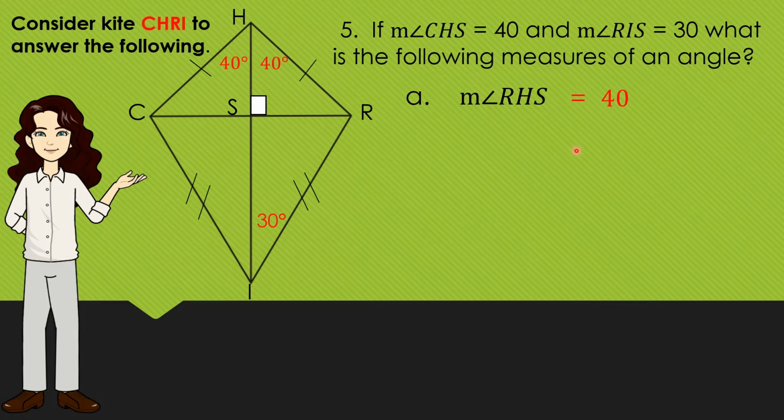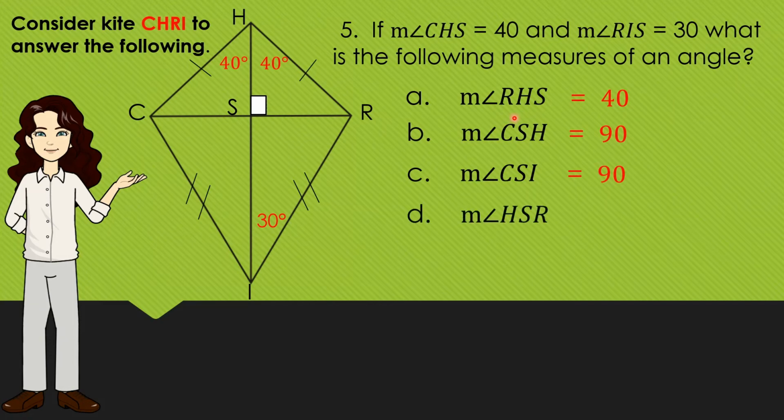So, letter B. Measure of angle CSH. So, because of this perpendicular, the answer is 90 degrees. How about CSI? CSI is also perpendicular, so it is equal to 90. And measure of angle HSR. So HSR is also perpendicular. So it is equal to 90 degrees.